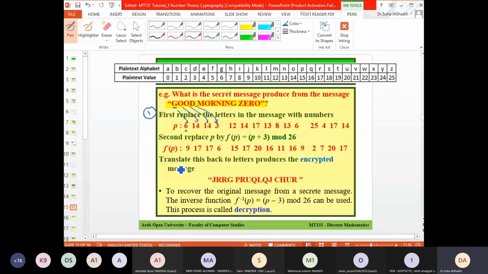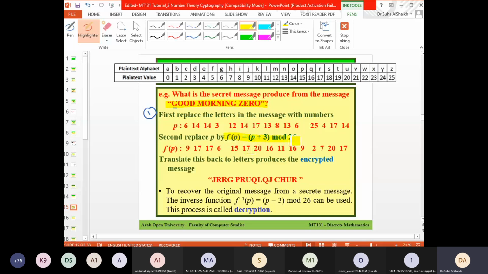Usually in the final they give you the table in front of you. If they didn't, you can write it. You know the alphabet from A to Z, and start the numbering from 0. We continue our work. M is 12, O is 14, N is 17, and so on with all the letters. We replace all the letters with numbers. This is what we call the P. We changed them into numbers that are P.